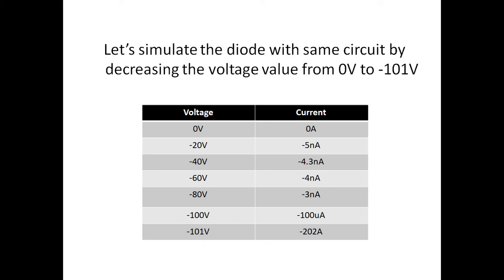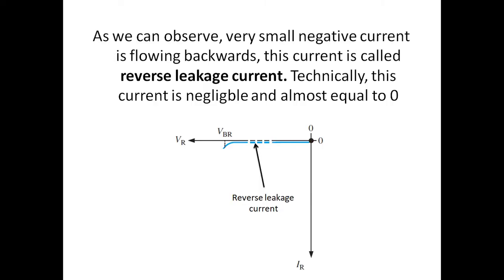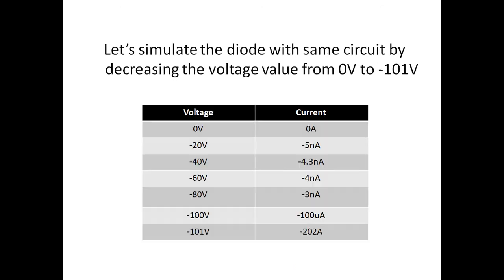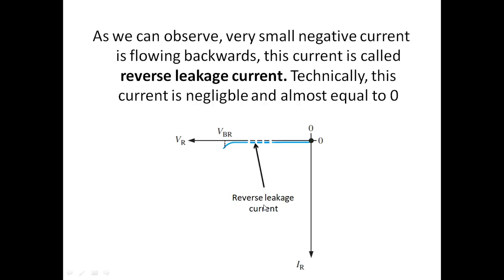So, graph natin to para mas ma-interpret natin. So, as we can observe, very small negative current is flowing backward. Ito yun, from 0, negative 20. Ito, maliliit lang, no? 0, negative 5 nanoampere, negative 4.3. Magkakadikit lang. Okay? Technically, this current is negligible and almost equal to 0 lang. Kasi, nanoampere is, hindi naman yan usable talaga in real life. Ang nanoampere is considered as 0.